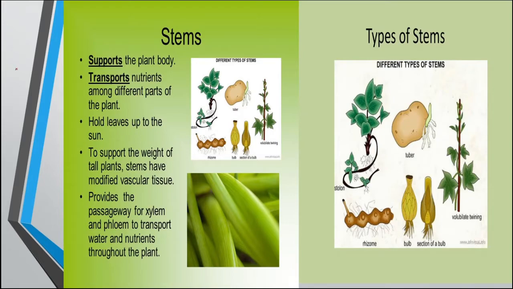Now the main functions of the stem are that they give support to the plant, they transport nutrients among different parts of the plant, they give passage for the conduction of water and minerals to different parts of the plant, then hold leaves up to the sun. Then to support the weight of tall plants, stems have modified vascular tissues like xylem and they give support. They also provide the passageway for xylem and phloem to transport water and nutrients throughout the plant, lower side as well as upper side.